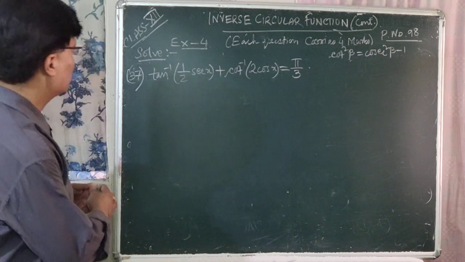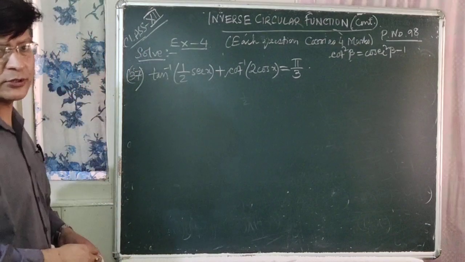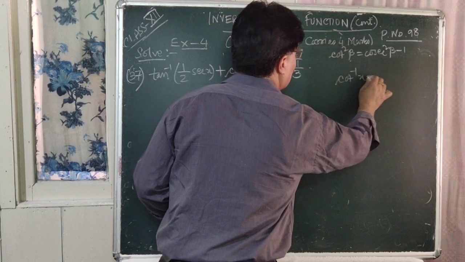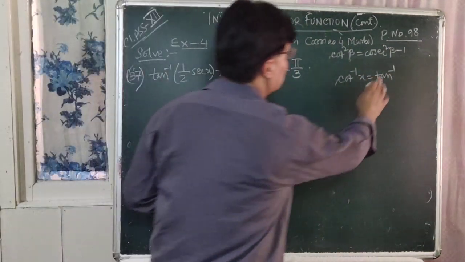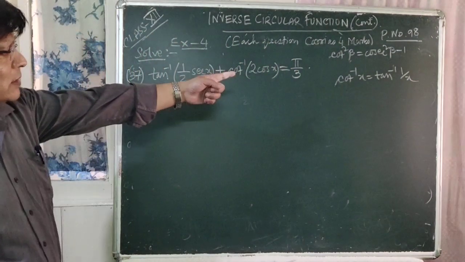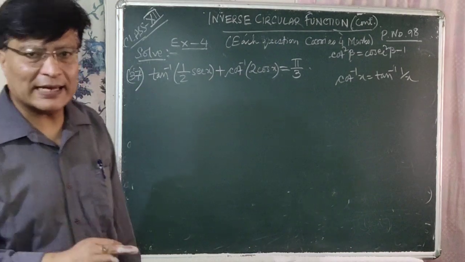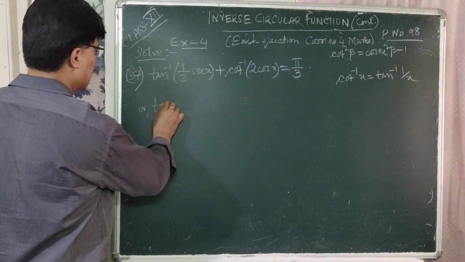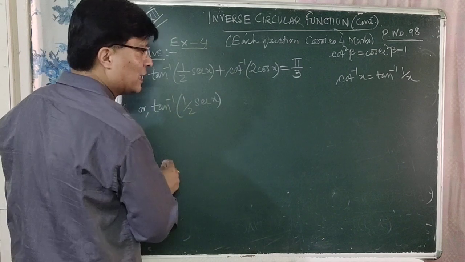So now this is in terms of tan inverse. You can convert this cot inverse into tan inverse. You know the formula, isn't it? What is cot inverse x in terms of tan inverse? It is tan inverse 1 upon x, right? That is cot inverse x in terms of tan inverse is tan inverse 1 upon x, right? So now it is tan inverse, this is half sec x, right?